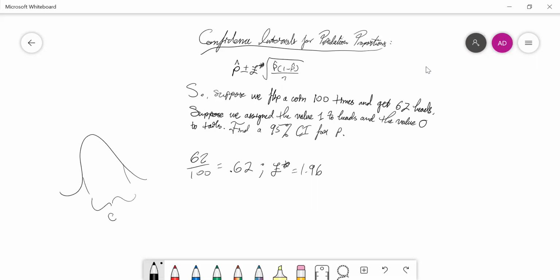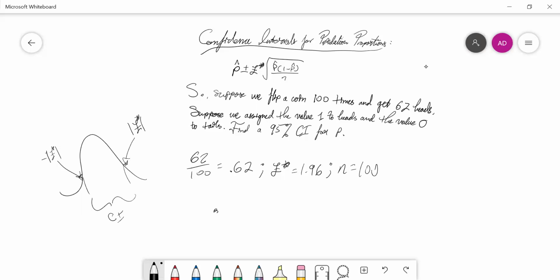This is your CI, and you find these values. Well, one of them, right? This is negative absolute value z star. This is positive absolute value z star. And we have that n, of course, is equal to 100. So our confidence interval just looks like this.